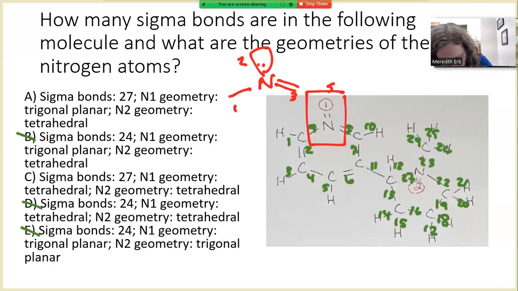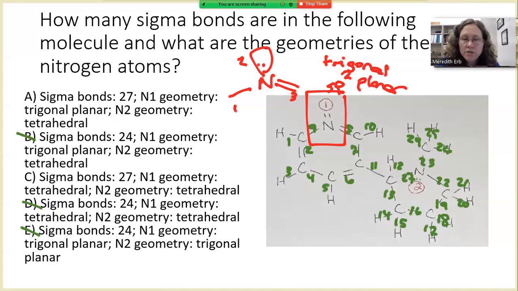Sorry, let me write that clearer. sp2 hybridized. sp2 hybridized atoms are typically going to have trigonal planar geometry. That's because they're going to have all their electrons as far apart as possible.